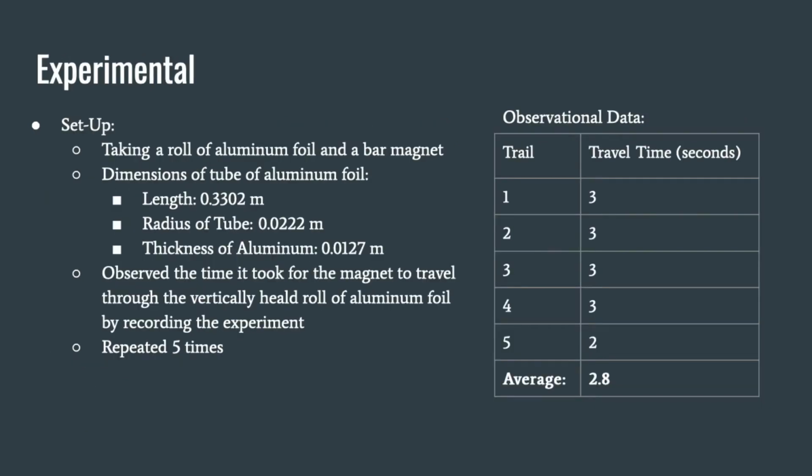The experimental procedures are pretty straightforward. We took a tube of aluminum foil and dropped a bar magnet down the center, recording the amount of time in seconds that it took the magnet to travel down the tube.